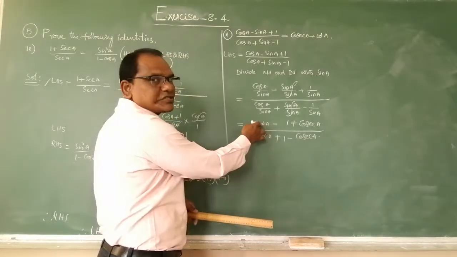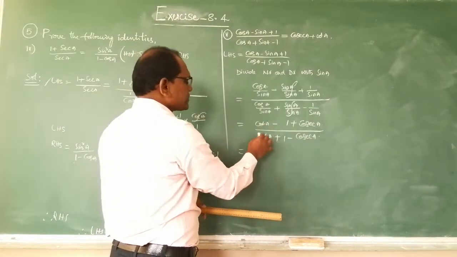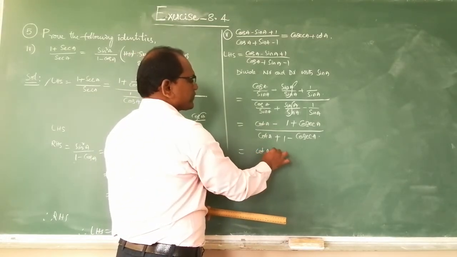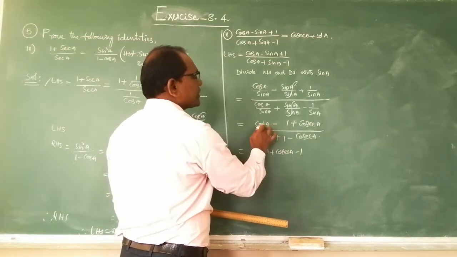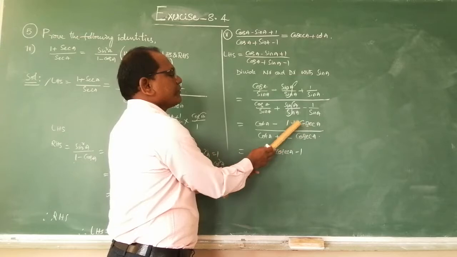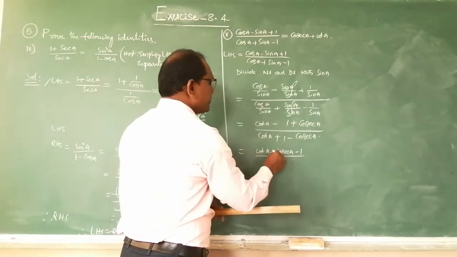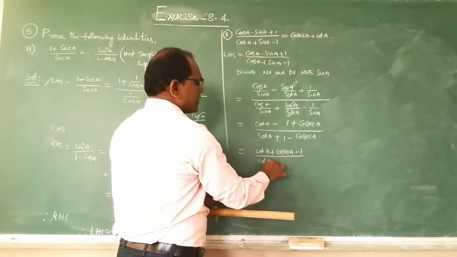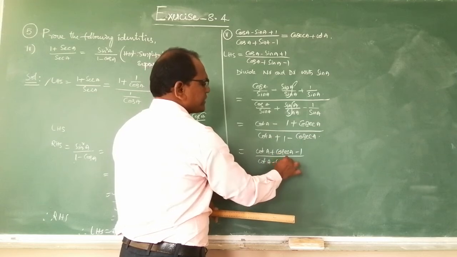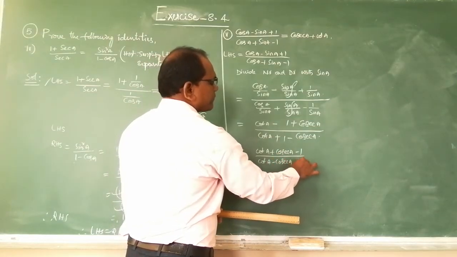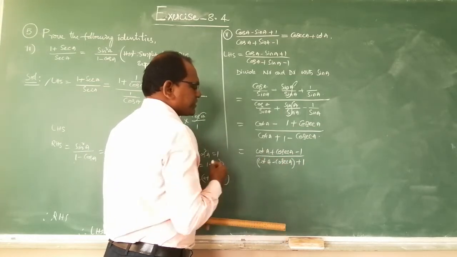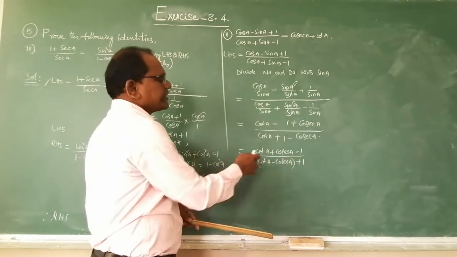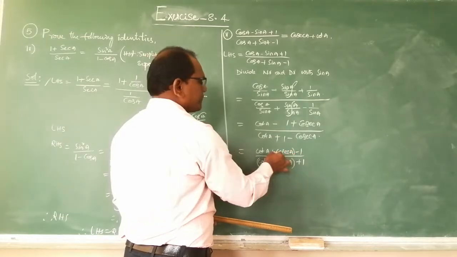Children, you should write first trigonometric ratios in one place. Cot A plus cosecant A minus 1. This is cot A plus cosecant A minus 1. Then the denominator part also: cot A minus cosecant A plus 1. So you have to just write the bracket here. If you want, you can write the bracket here also. There is no problem at all.